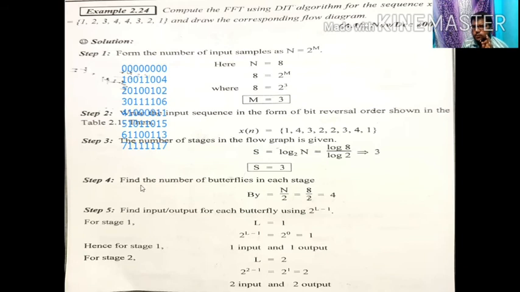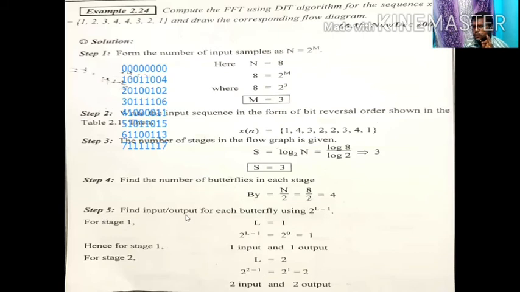Next, step 4: find the number of butterflies in each stage. In this problem, 3 stages are required, but we don't know how many butterflies are required in each stage. The formula is n by 2. Here the total number of points is 8, so 8 by 2 is 4. So in this problem, 4 butterflies are required for each stage. So how to calculate the number of butterflies? Let's go to step 5.